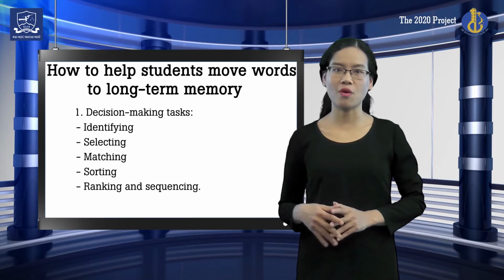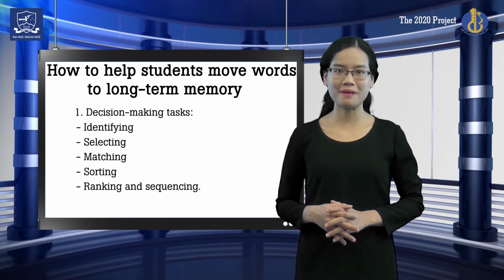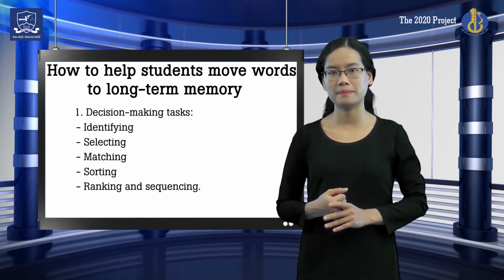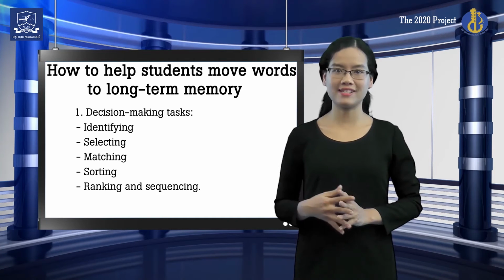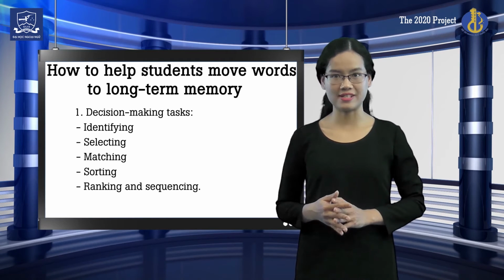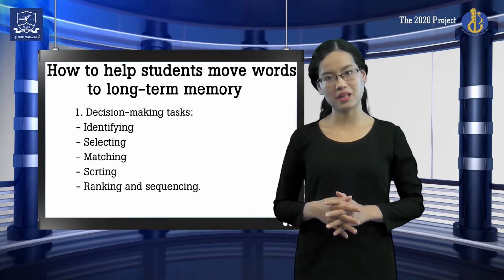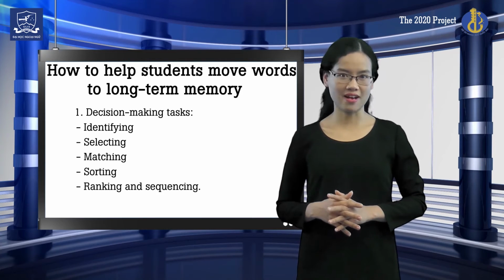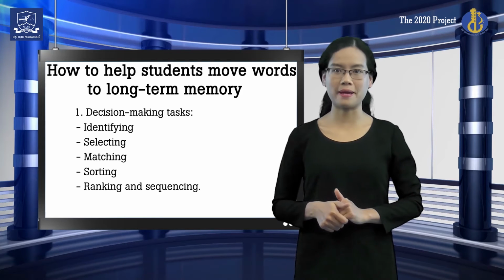These tasks are arranged from least cognitively demanding to most demanding. For example, with identifying, students only need to find the words in the text. But for ranking and sequencing, students need to put the words in some kind of order. For example, it can be order of preference or time order of things a person does when traveling by airplane. As you can see, with decision-making tasks, students only make judgments about the words, but don't produce them.